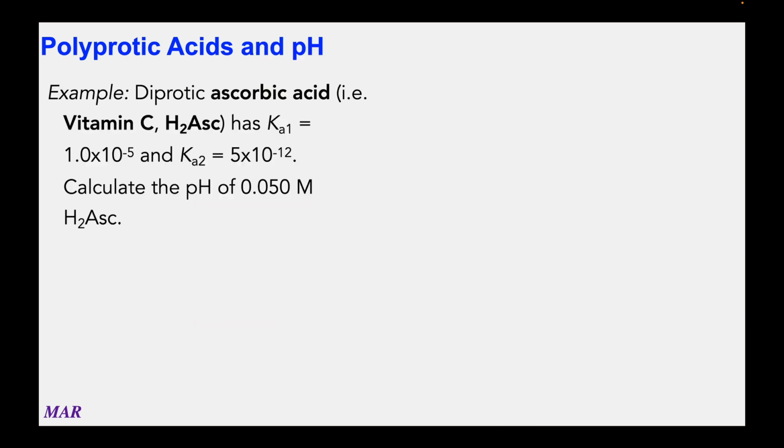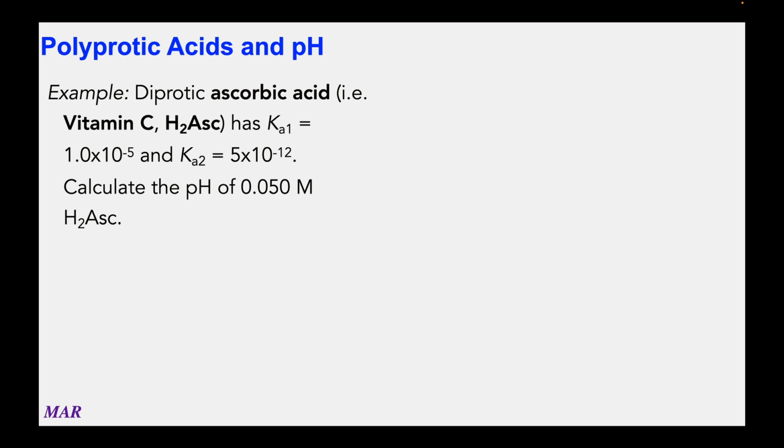Here's an example of a diprotic acid. It's actually ascorbic acid, vitamin C, and it's got a long formula, so I'm just going to abbreviate it H2ASC, where the ASC is the ascorbic acid. It's a pretty long formula. But anyway, there's the Ka1 and the Ka2 values, and again, note that Ka2 is a lot smaller than Ka1. Well, we can calculate the pH of a 0.050 molar ascorbic acid solution using this information.